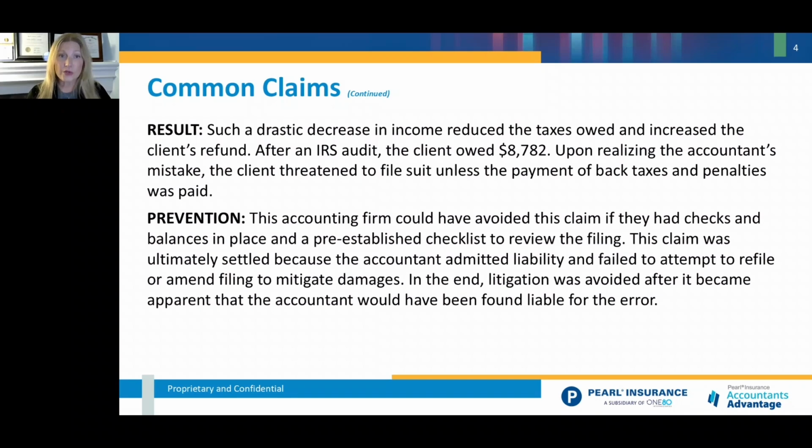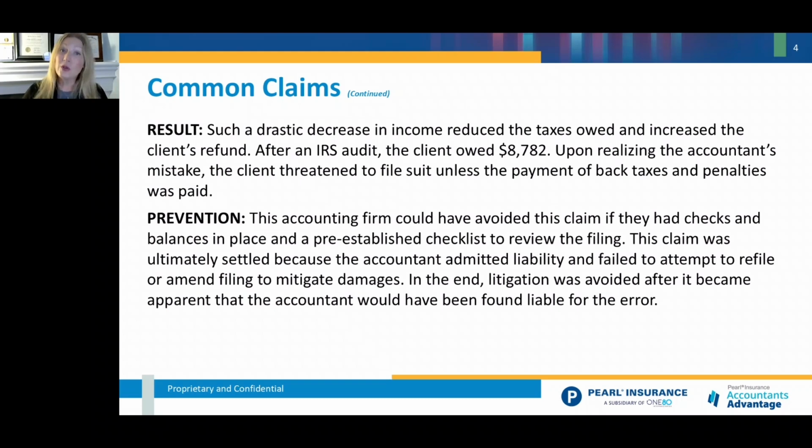So what was the result of this claim? Such a drastic decrease in income reduced the taxes owed and increased the client's refund. After an IRS audit, the client owed $8,782. Upon realizing the accountant's mistake, the client threatened to file suit unless the payment of back taxes and penalties was paid. How could this have been prevented?